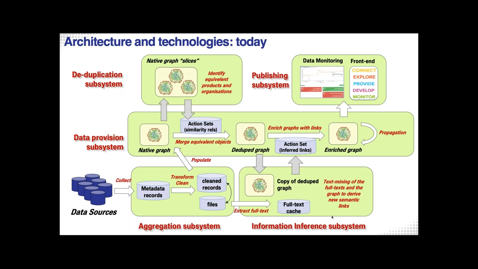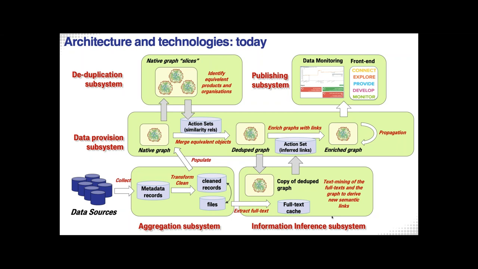The results of mining take a copy of the deduped graph, populate a full text cache where we run the algorithms. And as a result of this, we obtain a number of updates to the graph, which we store into action sets. Action sets allow us to structure the way the inferred information is produced. So we have an action set for links between publications and links, an action set for the abstracts that we have found, etc. And so we enrich the graph accordingly.